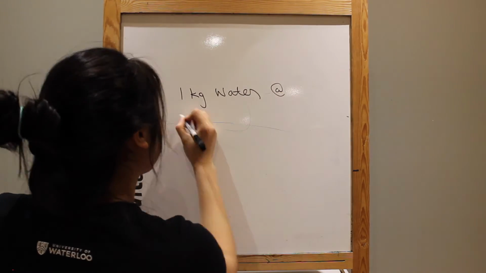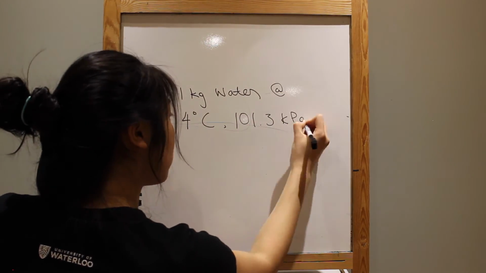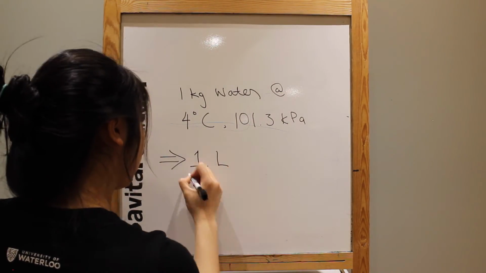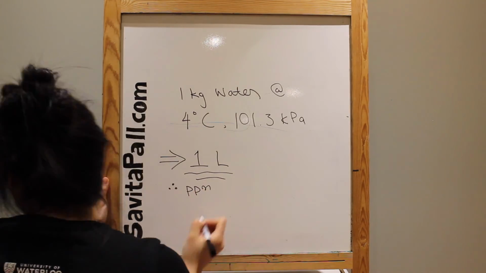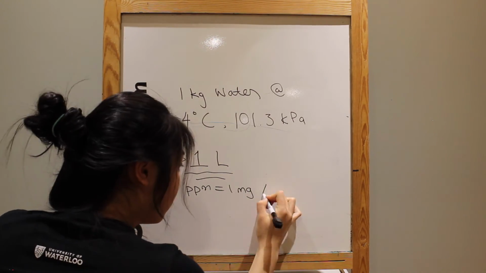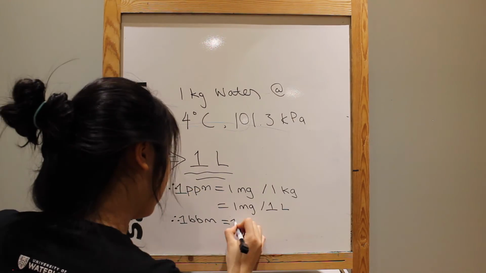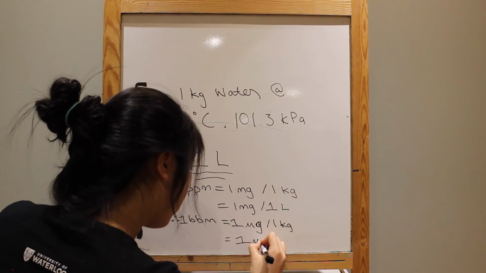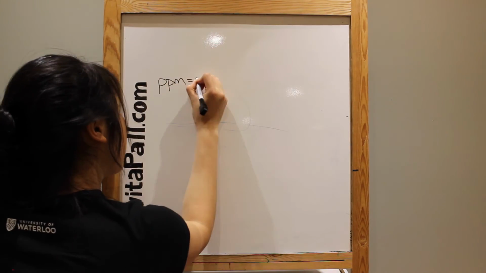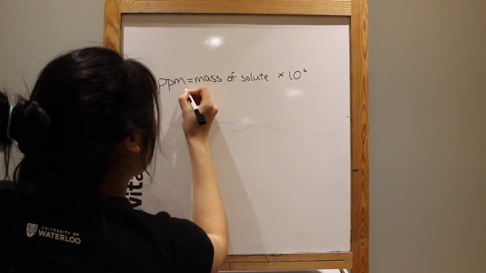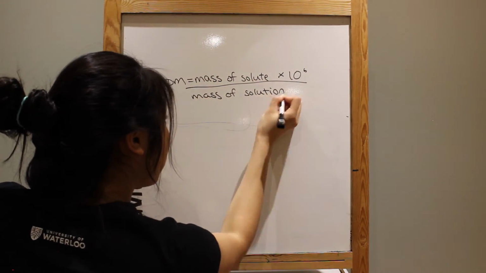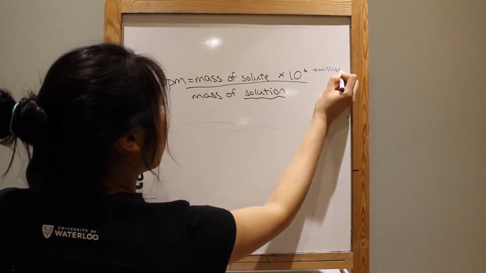Since 1 kilogram of water at 4 degrees Celsius and at standard atmospheric pressure, or 101.3 kilopascals, is exactly 1 liter, we can see that 1 part per million is equal to 1 milligram of solute per 1 liter of water. Similarly, 1 part per billion is equal to 1 microgram of solute per 1 liter of solution. So to solve the problem, we're going to use the equation of parts per million is equal to mass of solute times 10 to the power of 6 divided by mass of solvent.